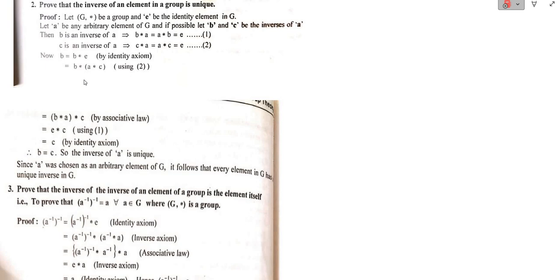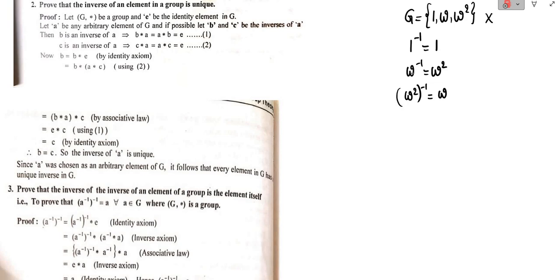Next property: the inverse of an element in a group is unique. For example, consider {1, omega, omega square} as a group with respect to multiplication. Then the inverse of 1 is 1. The inverse of omega is omega square. The inverse of omega square is omega.